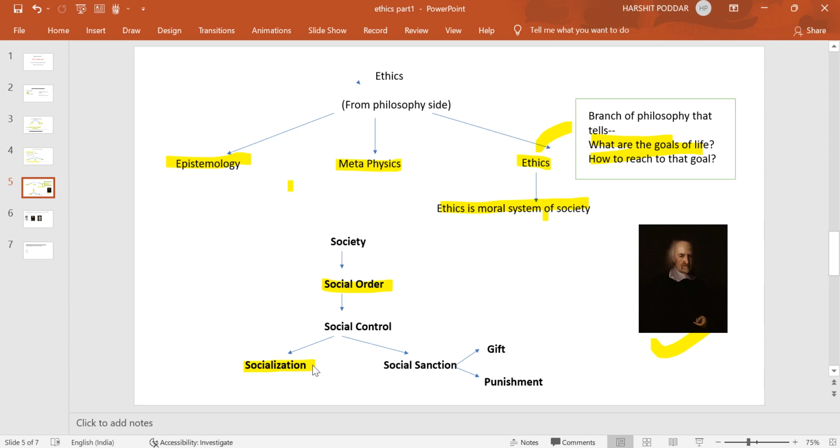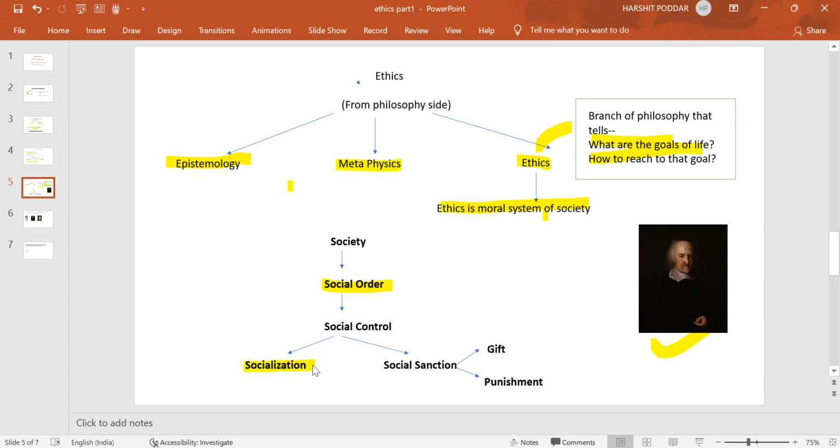Let's talk about socialization. Okay, in very simple terms, socialization is the process of converting an asocial child into a social one. Because when a child is born, he is neither a social, unsocial, nor antisocial animal. He is an asocial being. Therefore, the process through which that child is converted into a social part of the society is called socialization.